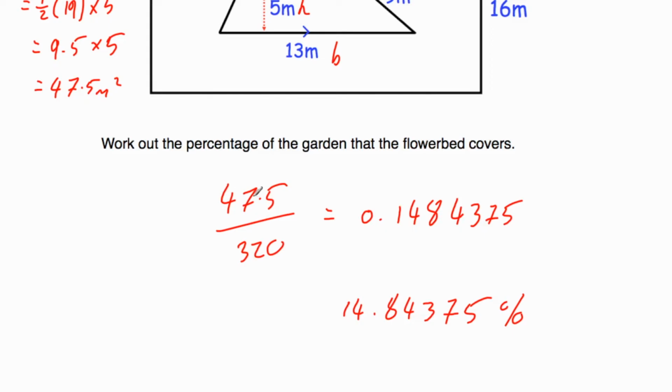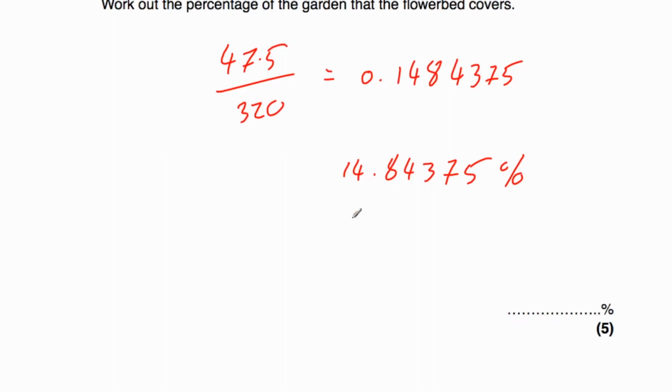And that's it. So we just wrote that as a fraction. So we wrote the area of the flower bed out of the area of the whole garden. So that is a fraction. We converted that to a decimal by dividing and then just changed that to a percentage. And let's just round our answer to 2 decimal places. So that would be 14.84% to 2 decimal places.